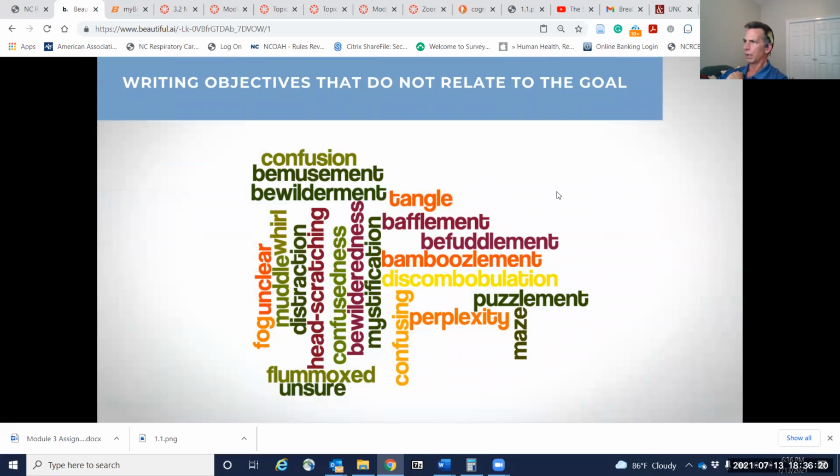All right, so writing objectives that do not relate to the goal is very common. You look at the goal, you look at the objectives, and you go, wait a minute, what does that have to do with it? You get all sorts of confusion. For example, if you're presenting at a conference and you state the goal for the lecture, and your objectives are about something completely different, people look at it like you're crazy. So always go back and read backwards to make sure it all lines up.